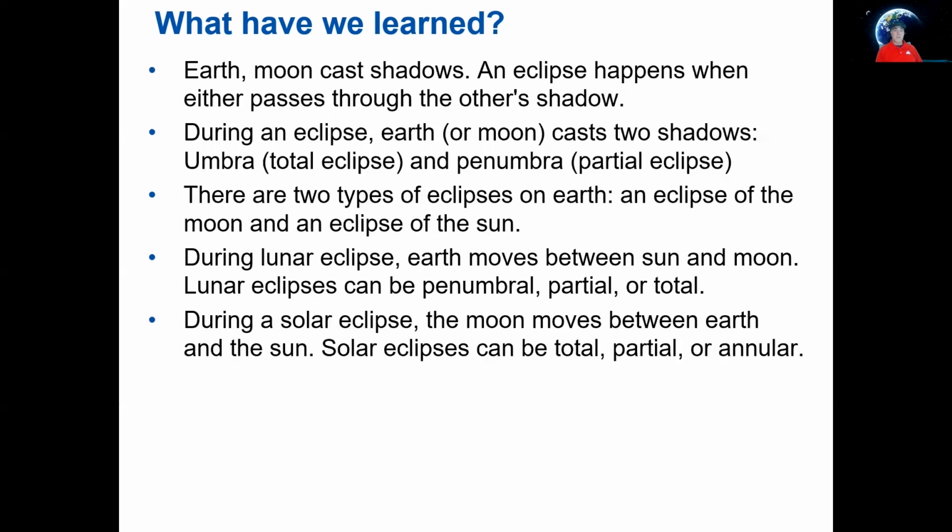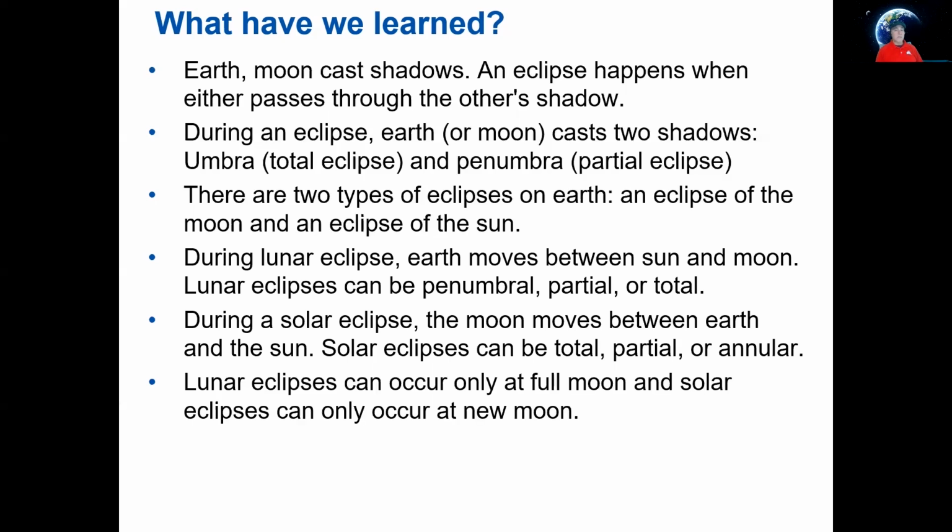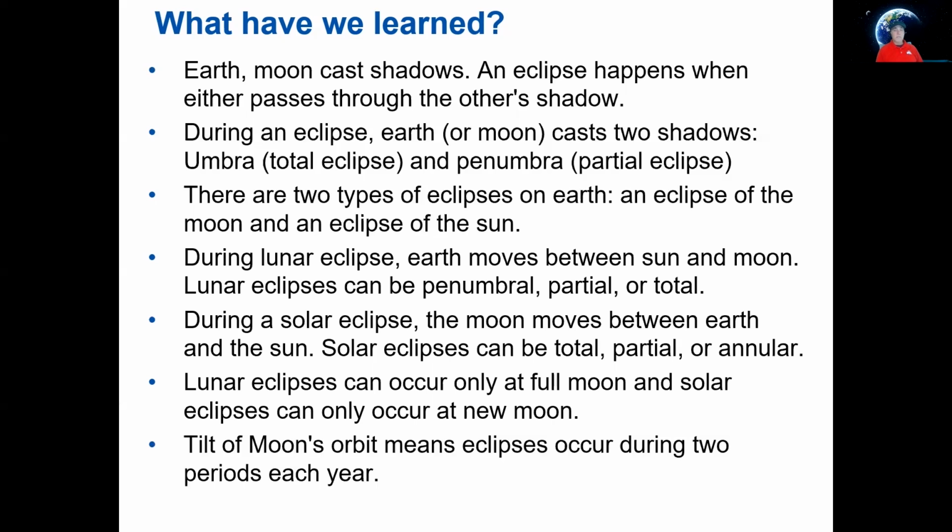During a solar eclipse, the moon moves between Earth and the sun and casts its shadow over a portion of Earth. Solar eclipses can be total, partial, or annular. Lunar eclipses can occur only at full moon, and solar eclipses can only occur at new moon. The tilt of the moon's orbital path means eclipses occur only during two periods every year.